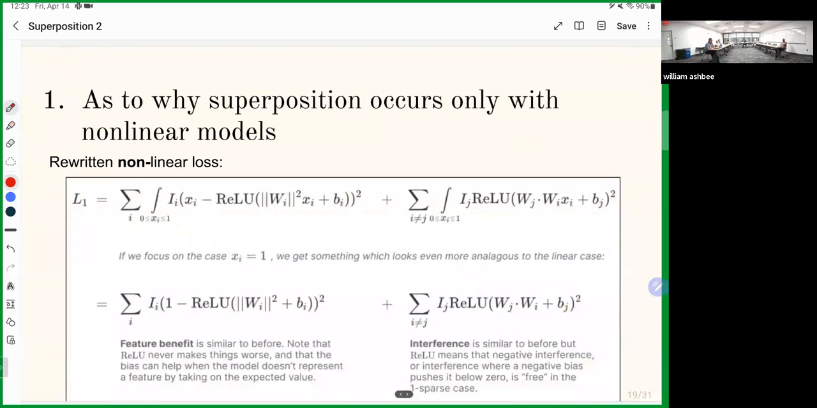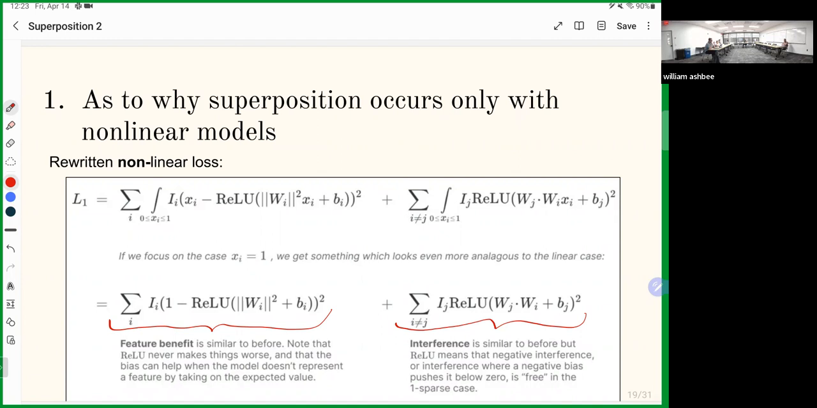As for nonlinear models, it is slightly different. We can see kind of similar terms, but in this case, they have ReLU function and bias. So if we look at this second term again, we can see that ReLU function is 0 for negative inputs, so the presence of this bias allows the model to zero the interference between hidden features if the bias is negative.